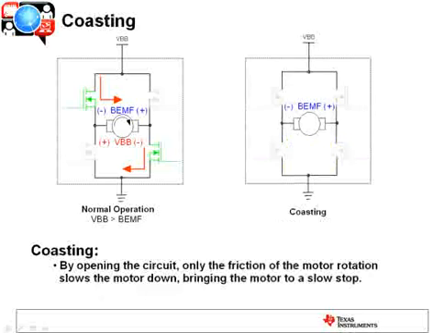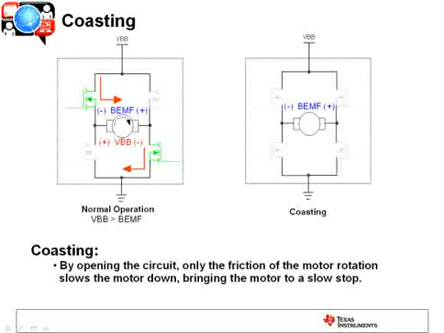Now another common mode is coasting, and in this mode, instead of shorting the back EMF, you actually open it up. So again, we've got normal operation, currents flowing, you've got the back EMF, you've got the supply voltage. When you put it in coast mode, you basically turn off or tri-state all four of those FETs. So you've opened the motor circuit. The back EMF now has nowhere to flow.